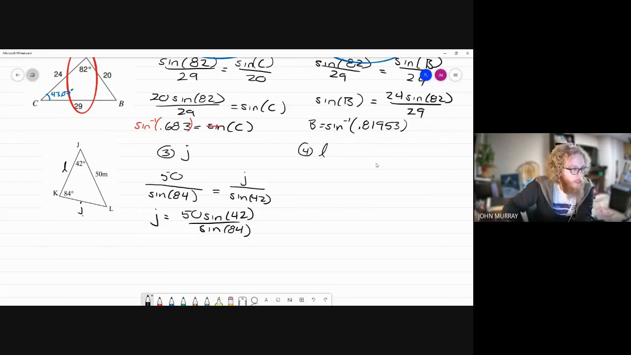All right, so we can calculate J by 50 times the sine of 42 divided by the sine of 84. And for that, we're going to get about 33.64.